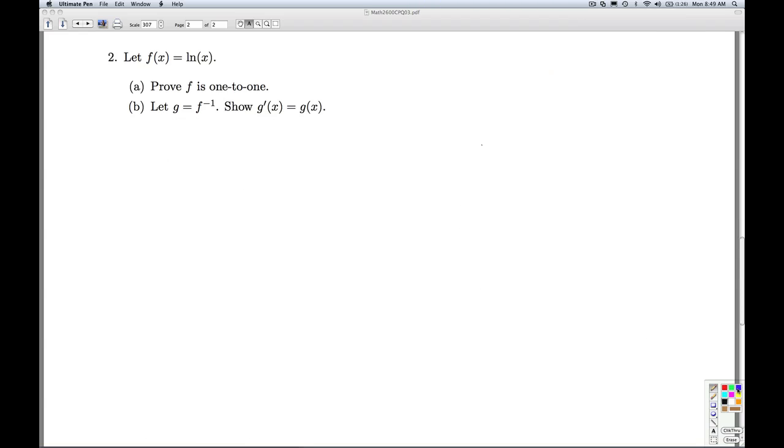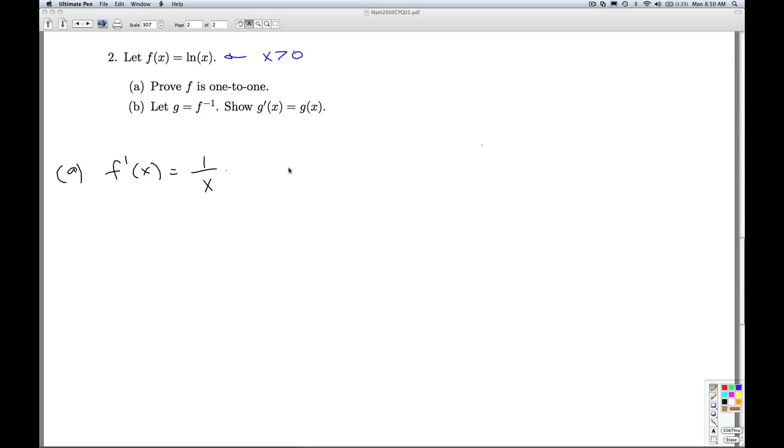Okay, number 2, we're given the function f of x equals natural log x, and we're asked to prove f is 1 to 1. Now remember from class, by definition, the domain of natural log is x bigger than 0. And so we go ahead and do as we did in the previous problem, we take the derivative. And by definition, the derivative of the natural log of x is 1 over x.